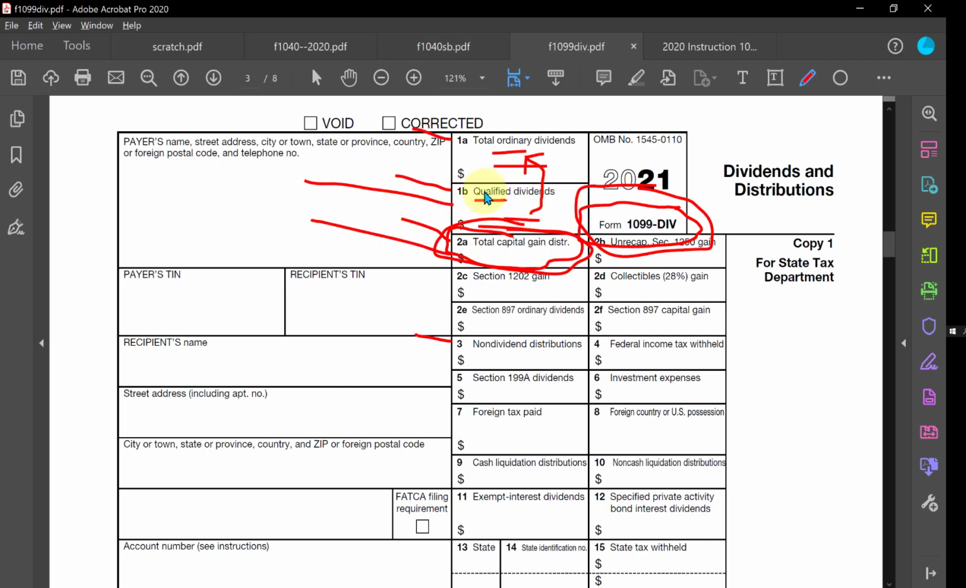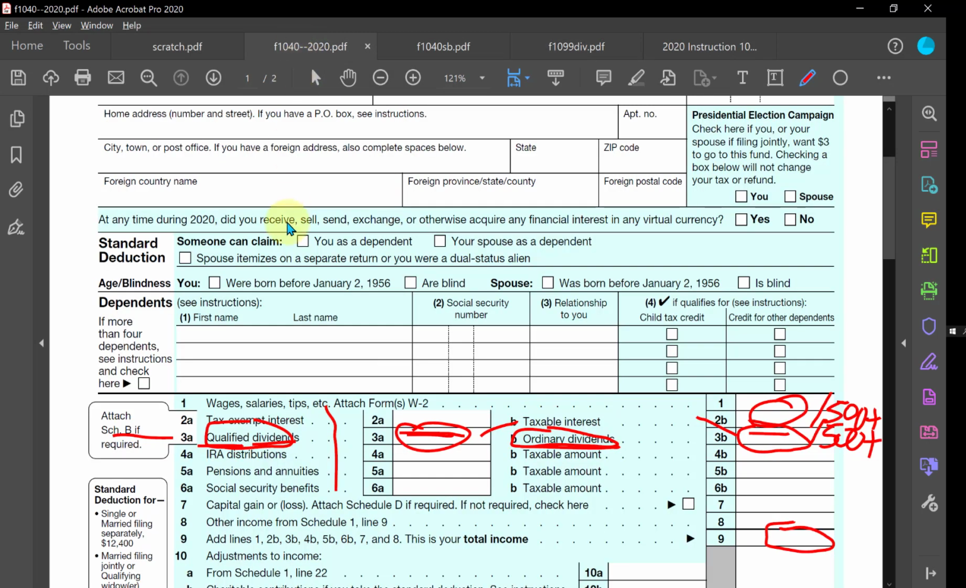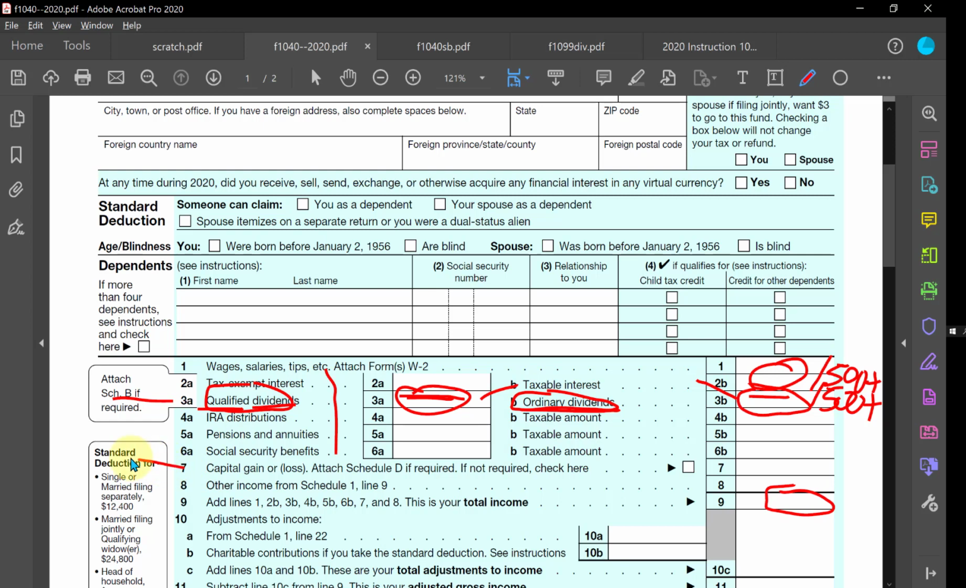We saw the qualifying dividends being summarized on that Schedule B, but this capital gain distributions, let's see if we can find it on the 1040 form. It goes here in line 7. Now, if there are other types of capital gains that we'll learn about at the end of the semester, you may need to fill out this schedule, Schedule D. But if the only type of capital gain you get is the capital gain distribution, you would just write the total over here and check off this box that Schedule D is not required, but we're still reporting the capital gain distributions.